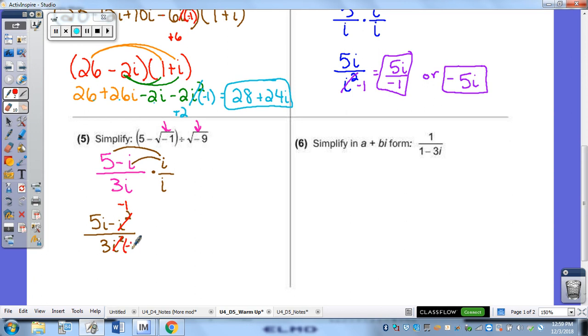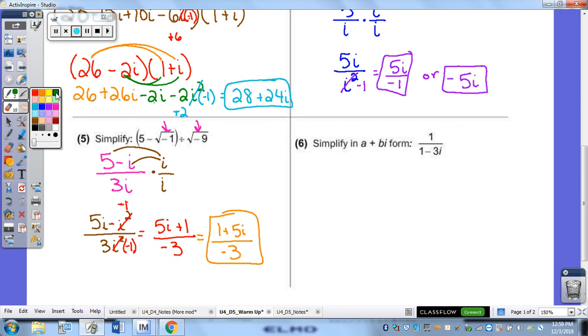So again, i squared is negative 1. This one is negative 1. So we have 5i plus 1 over negative 3, because 3 times negative 1 gives us negative 3. Can't leave it this way because it's not in a plus bi form. We just have to flip the top around. So 1 plus 5i over negative 3.